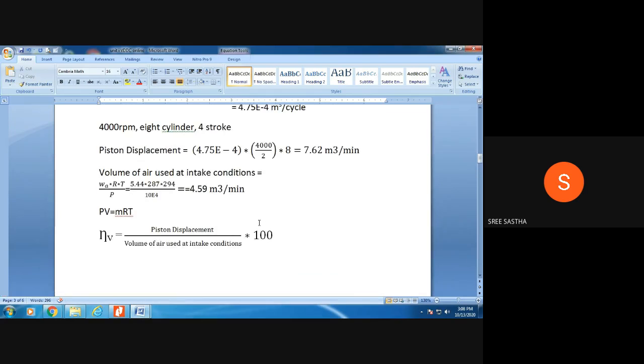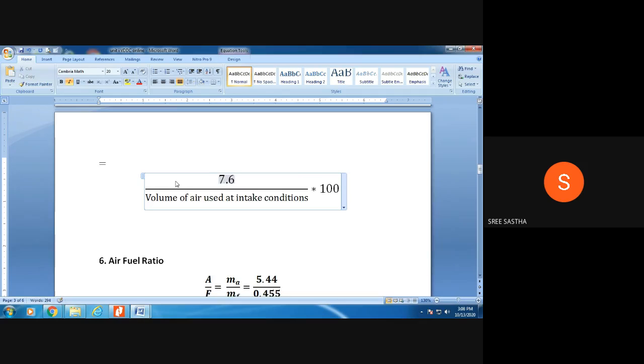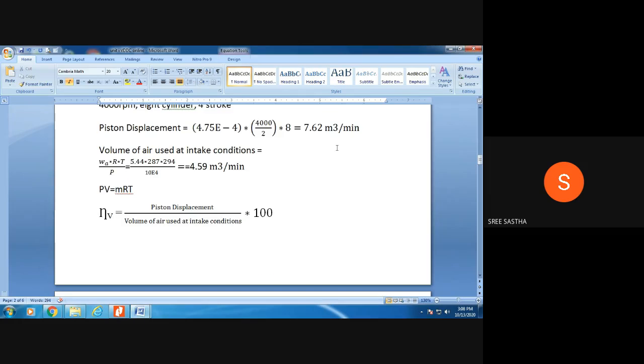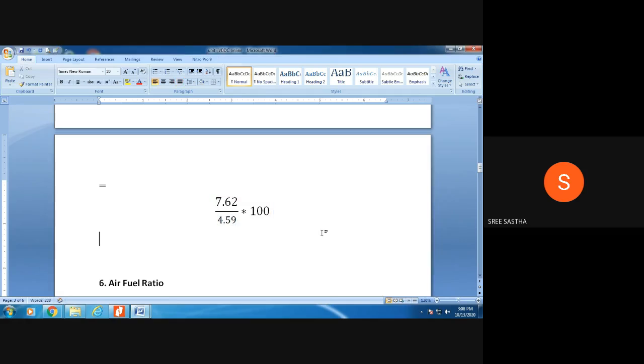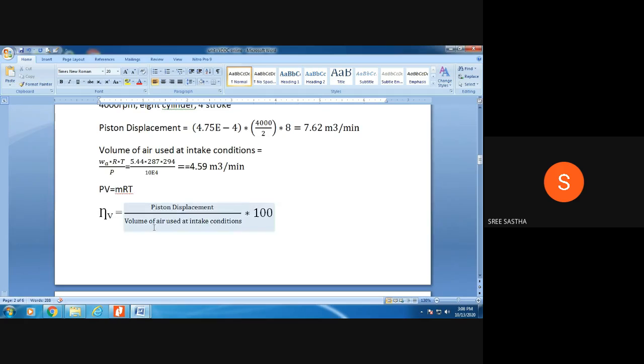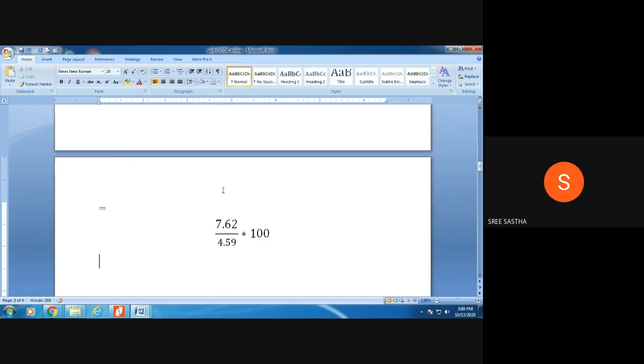Okay, I'm typing here. What is piston displacement? 7.62 meter cube per minute. Volume of air is 4.59. So you have to understand the formula. That is, volumetric efficiency is equal to piston displacement divided by volume of air used at intake condition. 7.62 meter cube per minute divided by 4.59 meter cube per minute. Okay, so find out the volumetric efficiency.